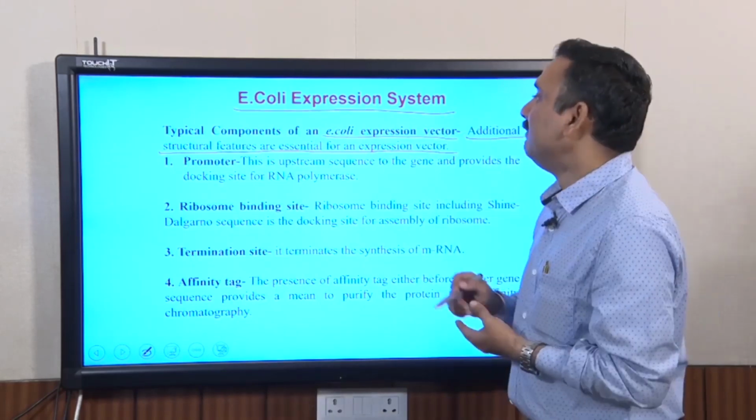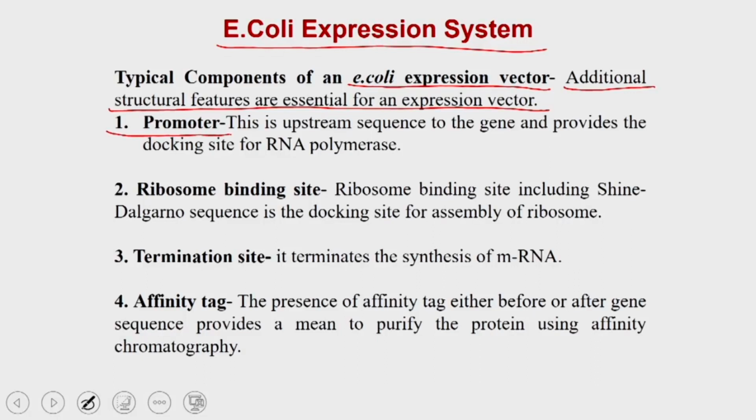What are these features? The first and the most important feature is a promoter. The promoter is an upstream sequence to the gene, and it provides the docking site for the RNA polymerase. Just now when we were discussing the protein production machinery, we discussed the promoter where the RNA polymerase goes and binds, and then it starts the transcription of the messenger RNA.